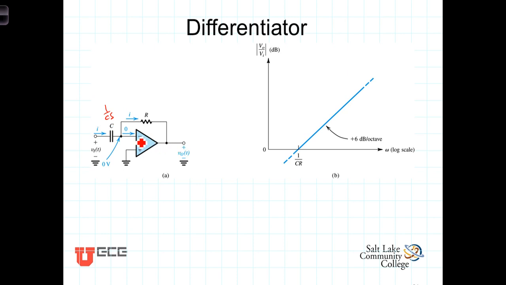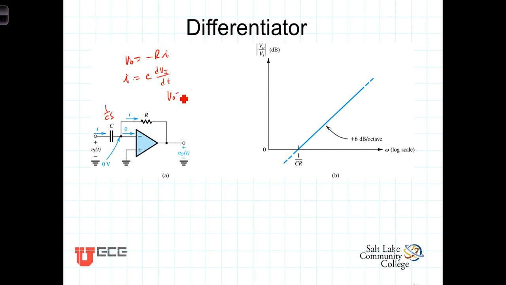The output voltage is just going to be 0, then going in the direction of current flow. The output voltage is going to equal negative R times I. Well, I is just the current through the capacitor, and the current through the capacitor is equal to C dV/dt. The voltage across the capacitor is just Vin of t. So we have then I is equal to C times the derivative of the input voltage with respect to time.